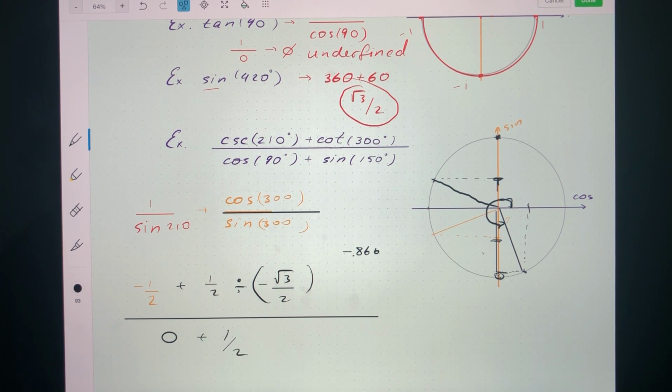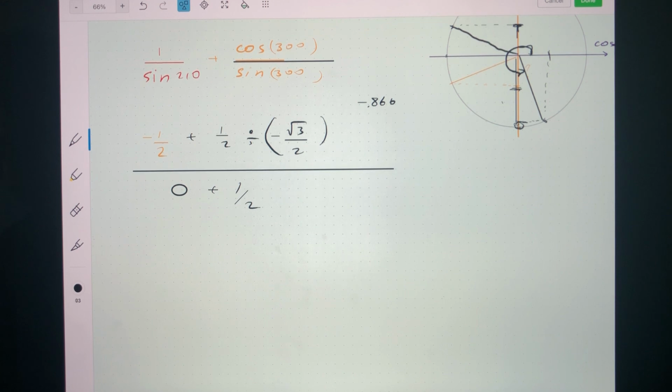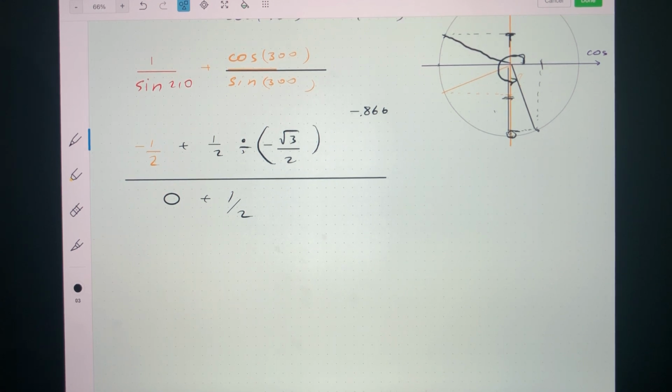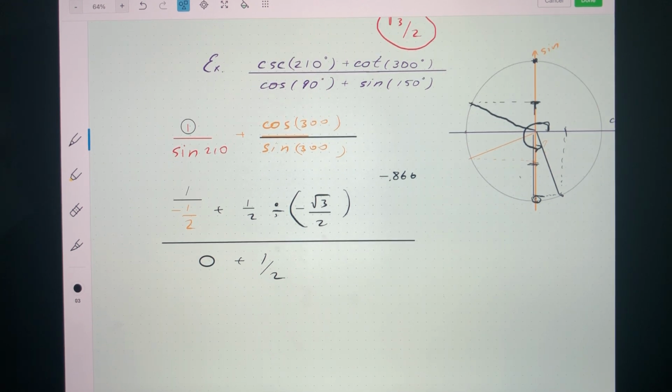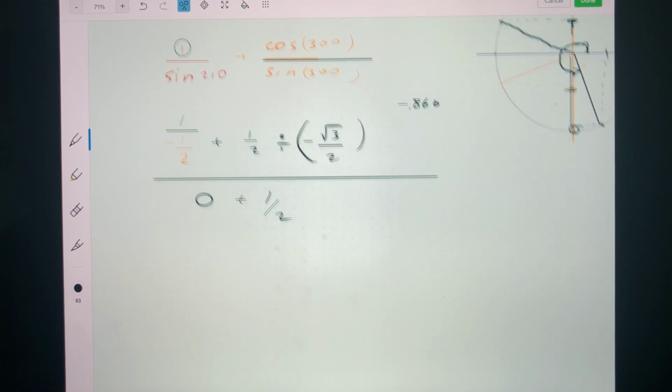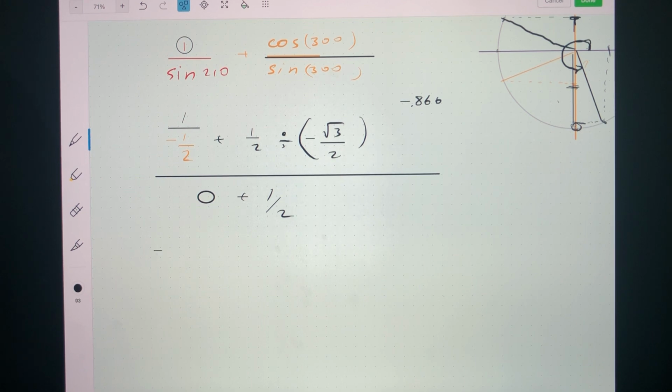Now we just need to simplify this. So we have, and here -1/2, this is 1 over that answer. So we have 1 over -1/2. So 1 divided by -1/2 is actually -2. And then a positive and a negative will make a minus.